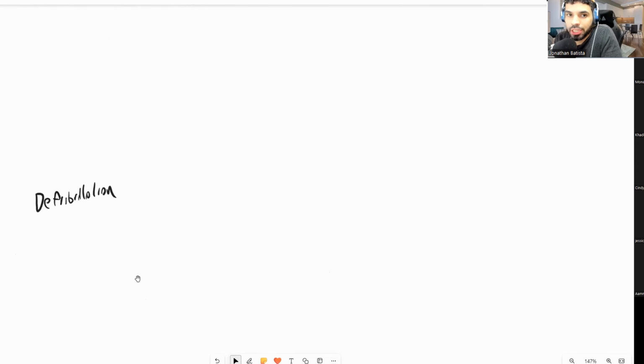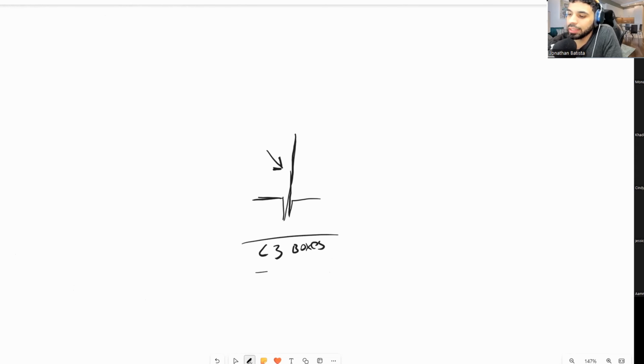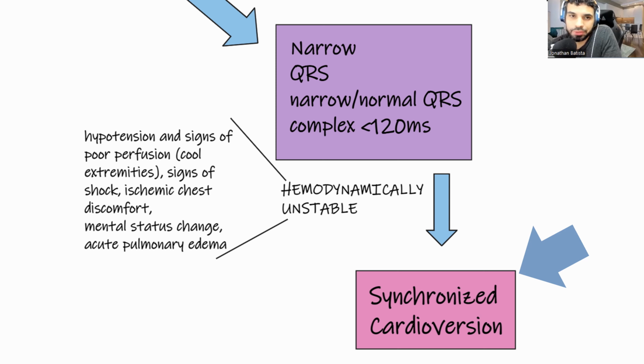Now, if it's a supraventricular tachycardia, which is different, you'll see that the QRS will be narrow, less than 3 boxes. And if that's the case, we can go for cardioversion, right? Cardioversion follows a shock that follows the cardiac cycle. So it goes through the cardiac cycle, the atrial contraction, the filling phase, and the ventricular isovolumetric contraction. It tries to follow that to bring the rhythm back.